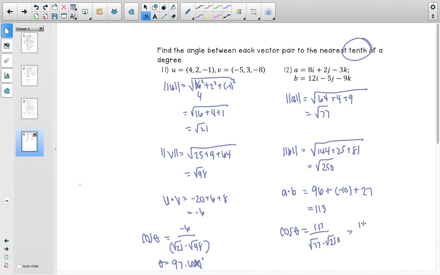If you really want to, you could do this 77 times 250 and make it just one big square root. Inverse cosine of that. And you get 35.5 degrees.